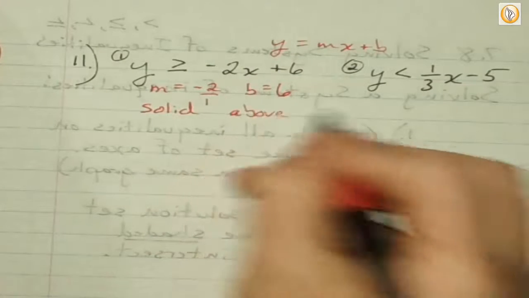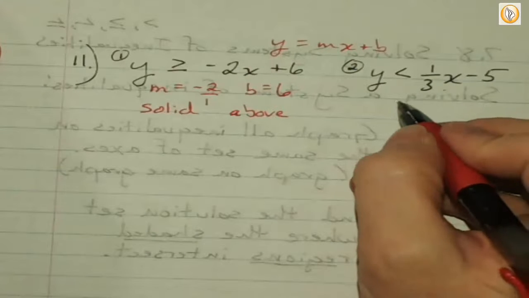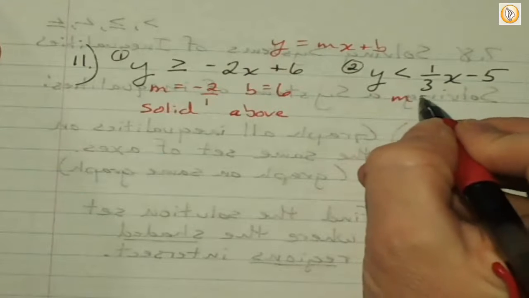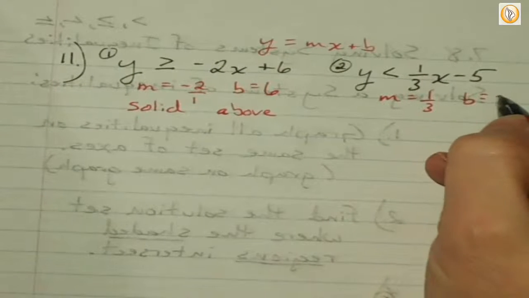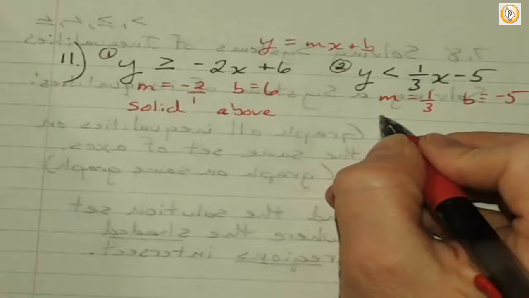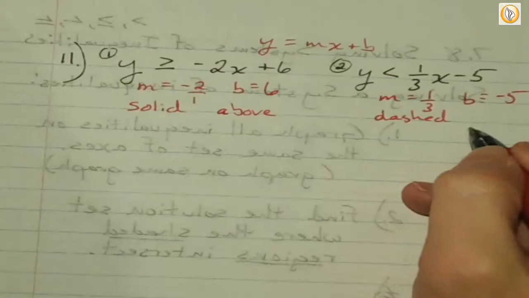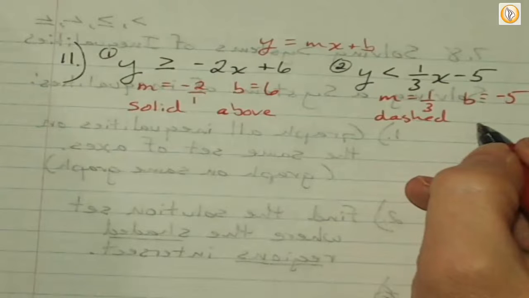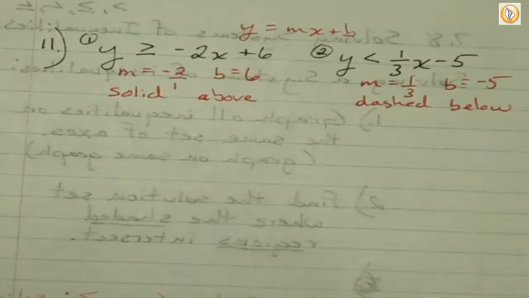Good, we shade above. Okay, for line 2, Michael, what is my slope? 1 over 3. Y-intercept? Negative 5. Solid or dashed line? Good. Shade below or above? Below. Okay. So, let's start graphing.